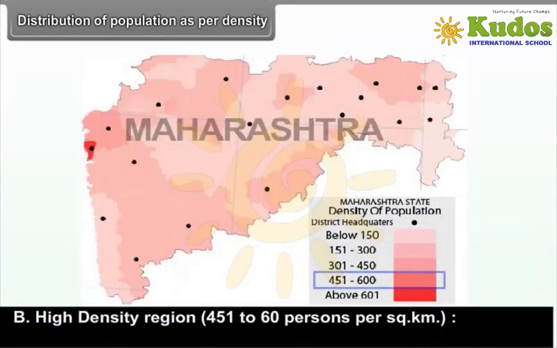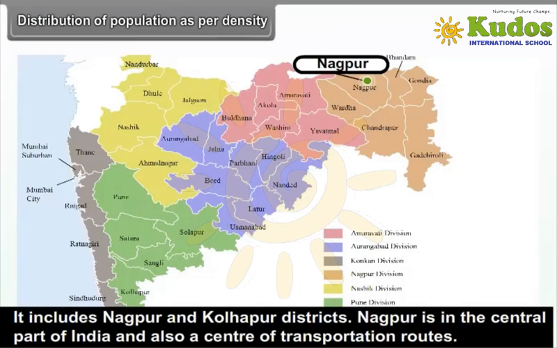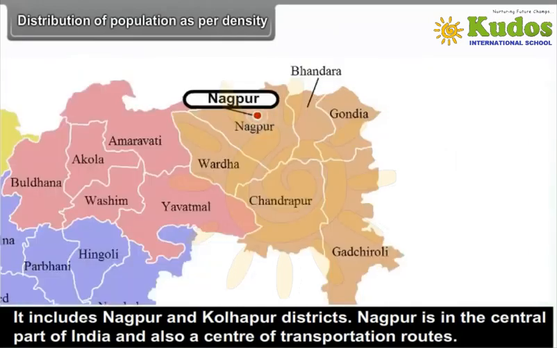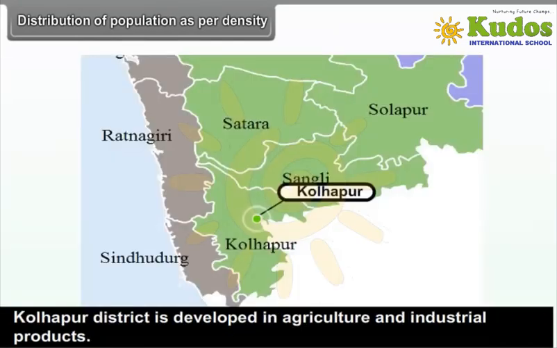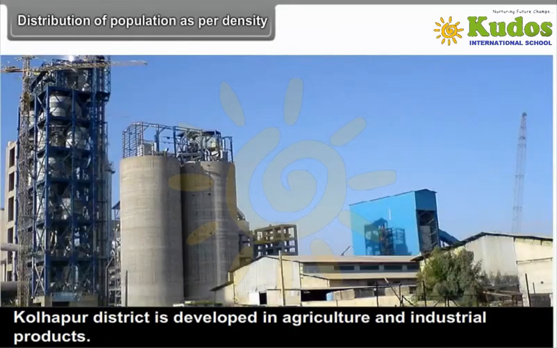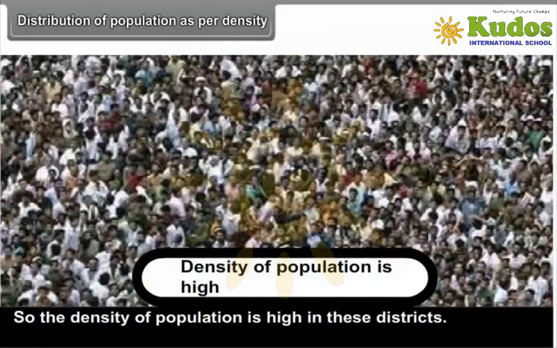B. High density region, 451 to 600 persons per square kilometer. It includes Nagpur and Kolhapur districts. Nagpur is in the central part of India and also a center of transportation routes. Kolhapur district is developed in agriculture and industrial products. So, the density of population is high in these districts.